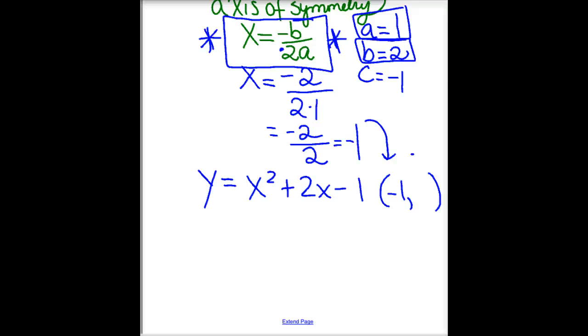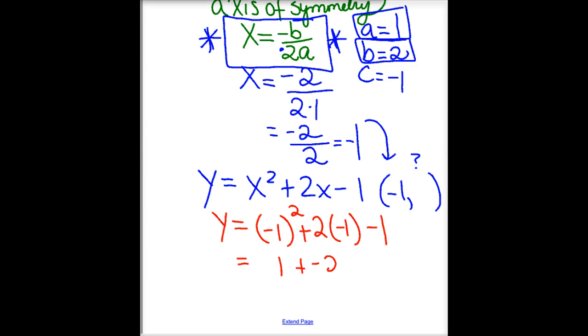I need to know what this y coordinate is, and here's the kicker. You plug the x value into the equation. So you say y is equal to the x squared plus twice the x minus 1. And everywhere you wrote that empty slot, you put in a negative 1. And then you have to go do some arithmetic or use a calculator. Negative 1 times negative 1 is 1. 2 times negative 1 is negative 2.